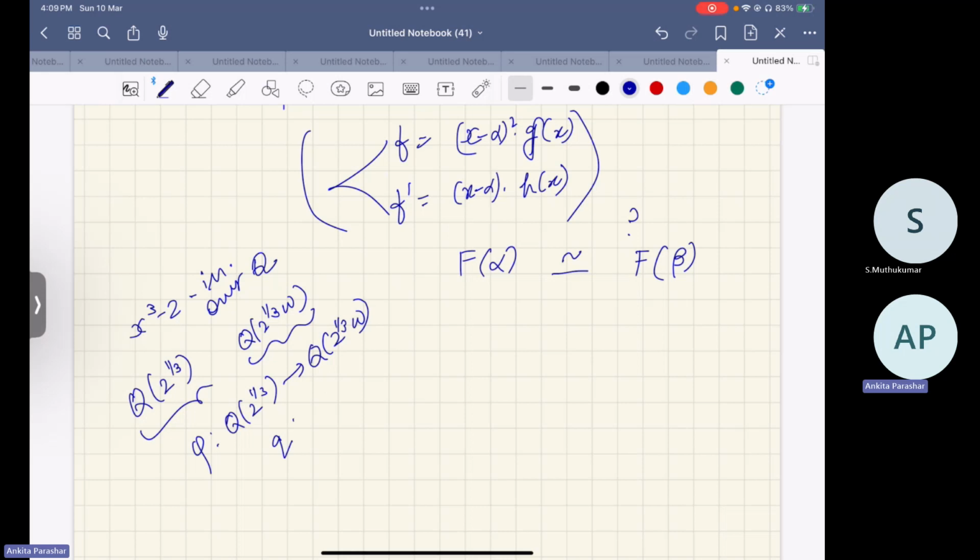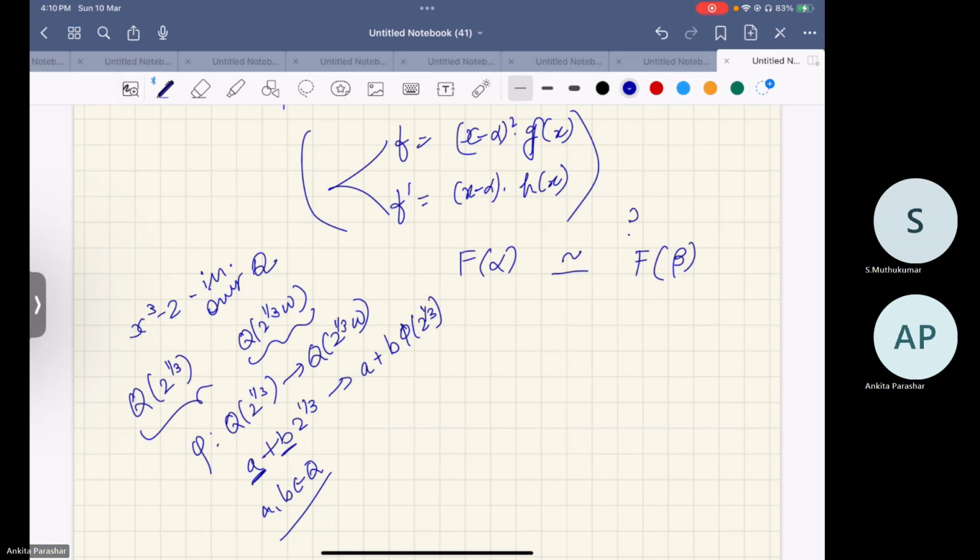Where will you map the elements of Q? Elements are of the form a plus b times 2^(1/3). It's all about finding where you will map. Q has to map to Q, right? So a plus b is fixed. Where will you map 2^(1/3)? This is all about mapping 2^(1/3). You want to be in that field. Where will you map this element 2^(1/3)?